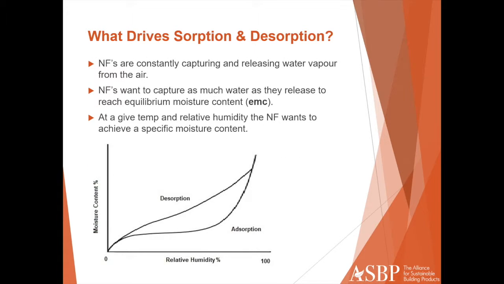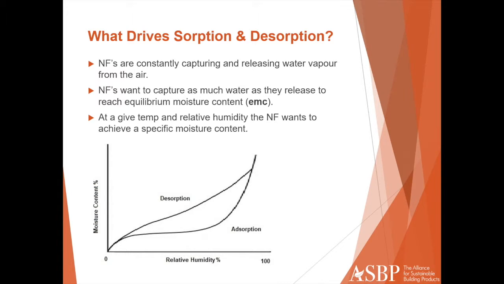I can't talk about breathability without putting a sorption isotherm graph in. Essentially what this says is that at a given temperature and a given relative humidity, a natural fiber will want to be at a specific moisture content. If it's out of kilter, it will either give up moisture to the air and increase the relative humidity of the surrounding air, or it will reduce the relative humidity of the surrounding air by pulling water vapor from the air.